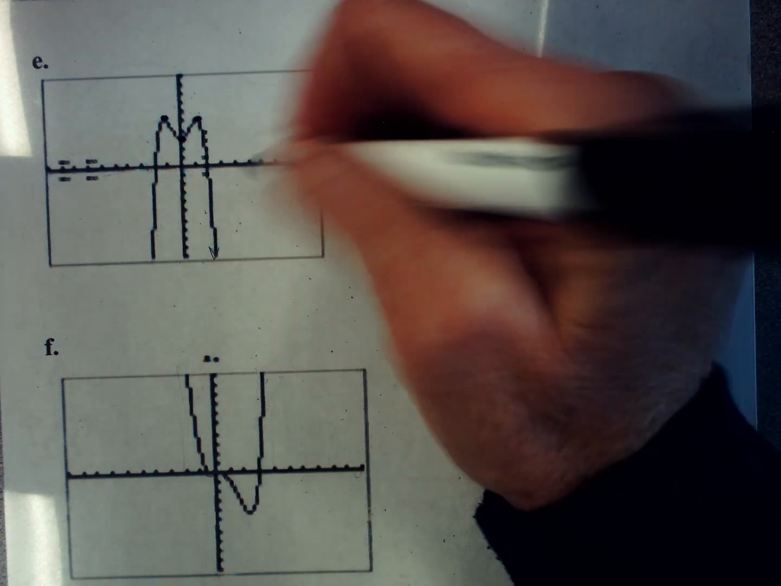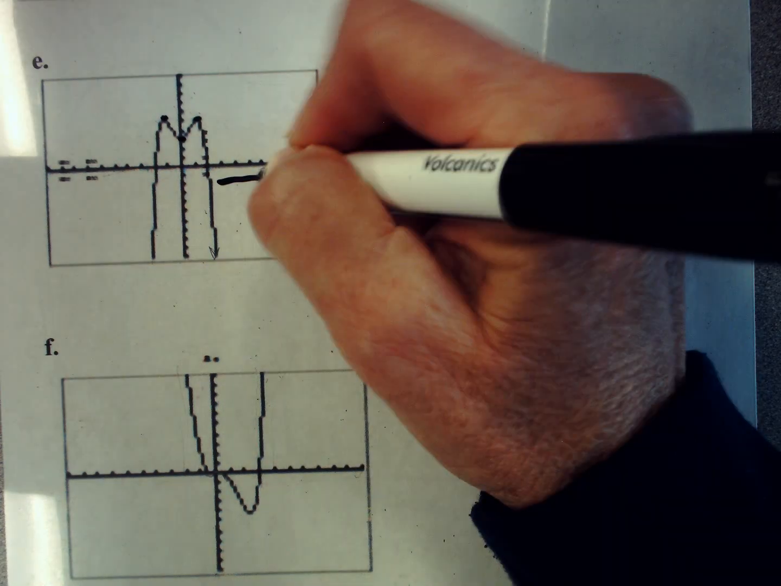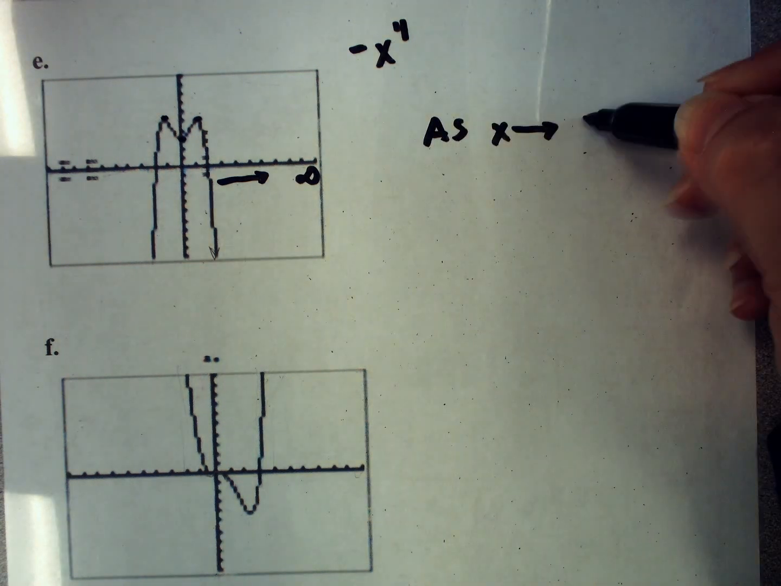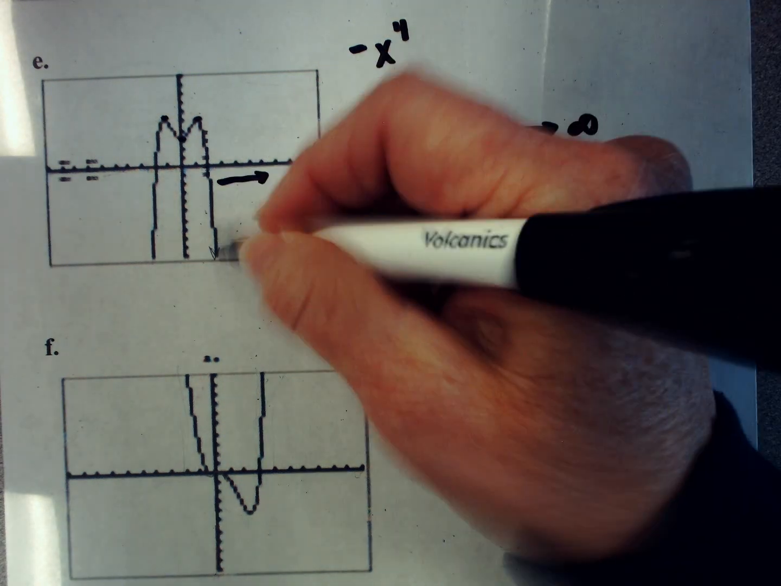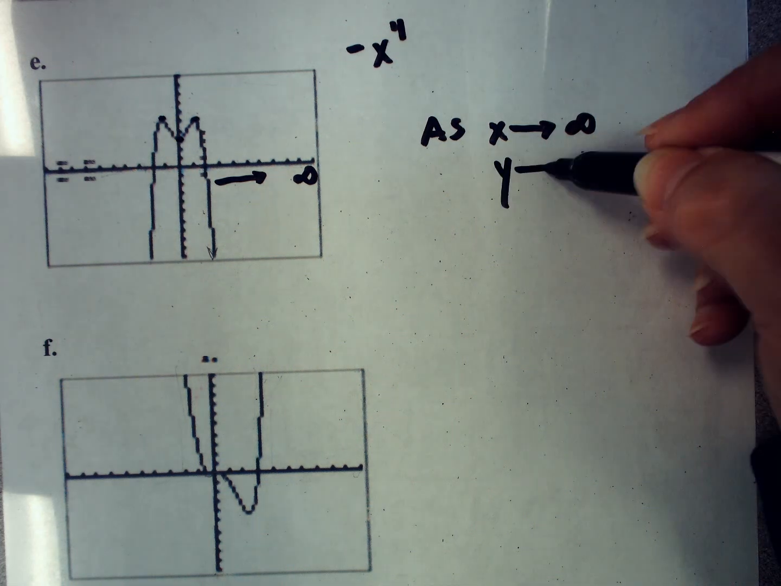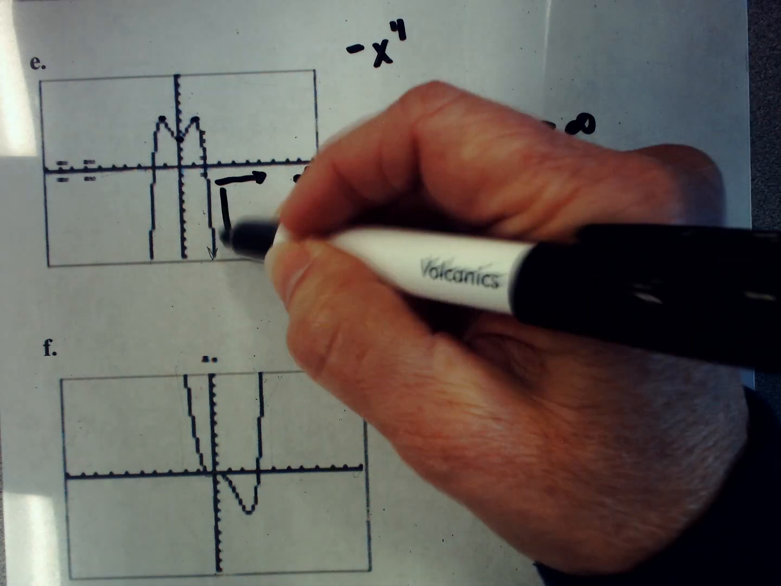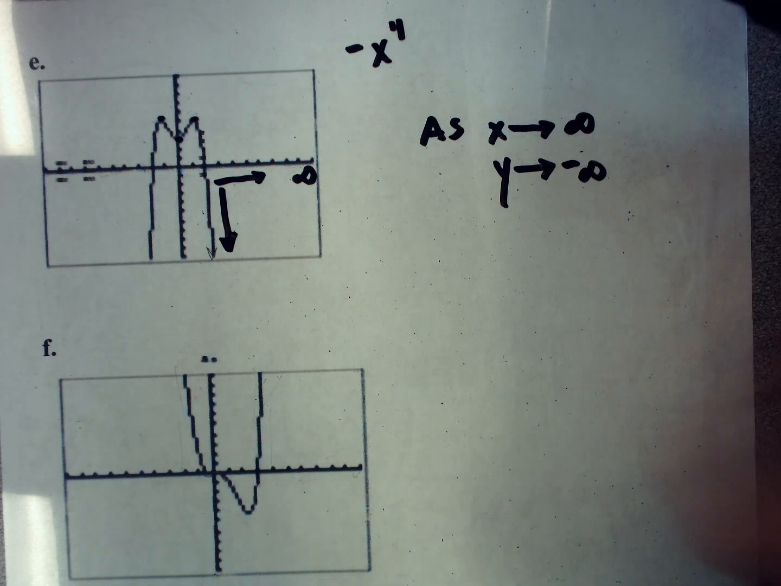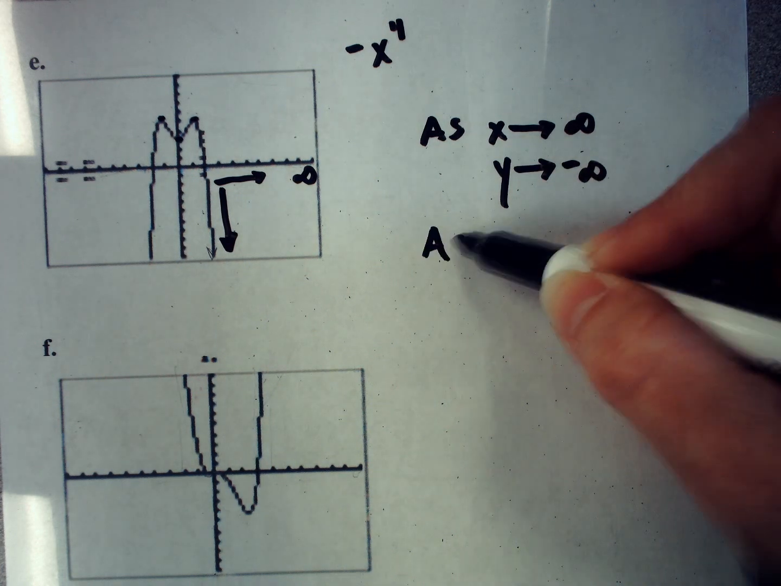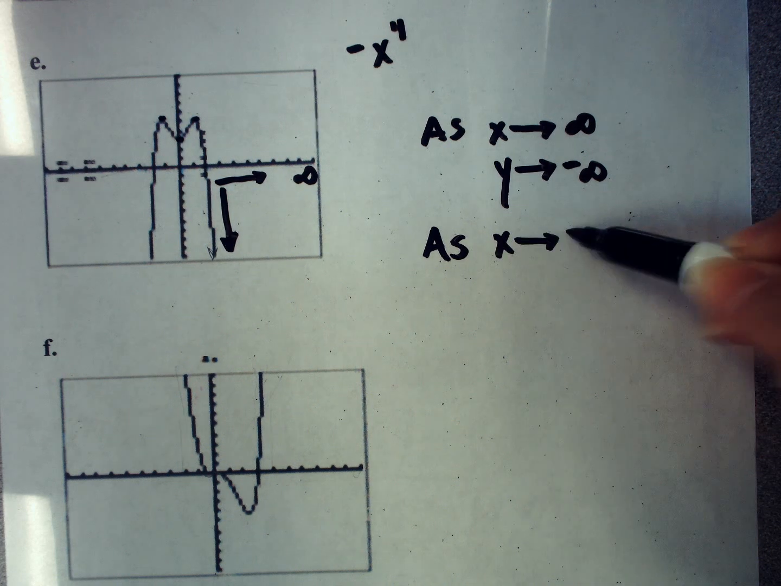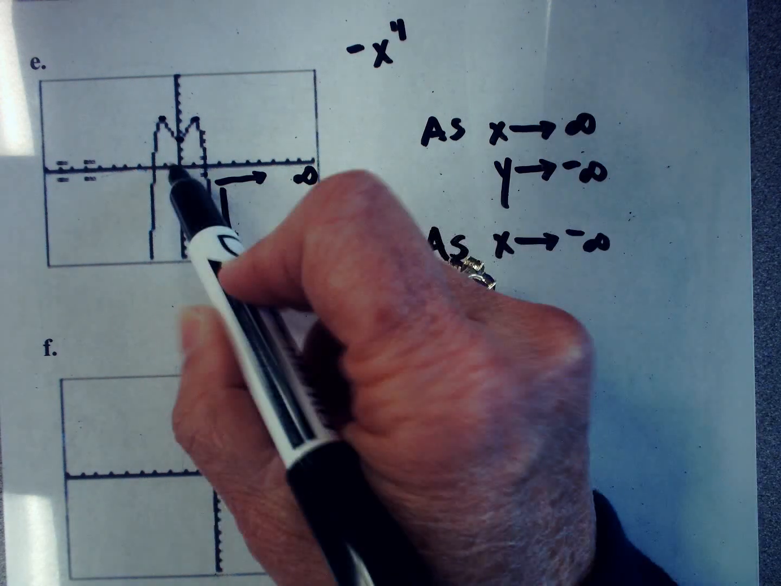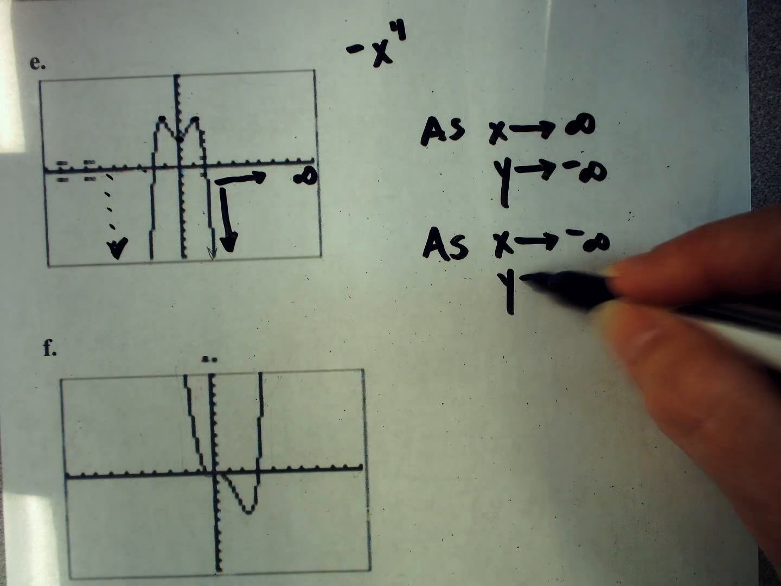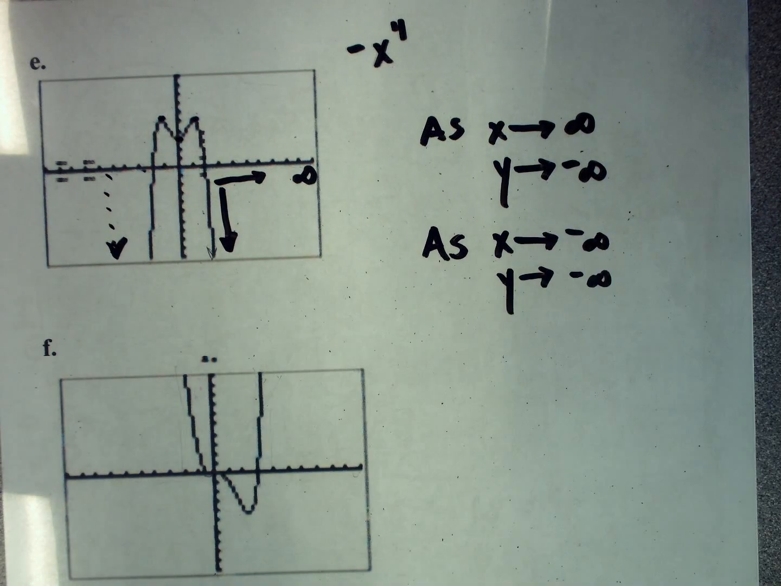So as x approaches positive infinity, what are these y values doing? They're going down to negative infinity. That's the right-hand side. Left-hand side, as x goes to negative infinity, as you're plotting points here, where are the y values going? Also negative infinity.